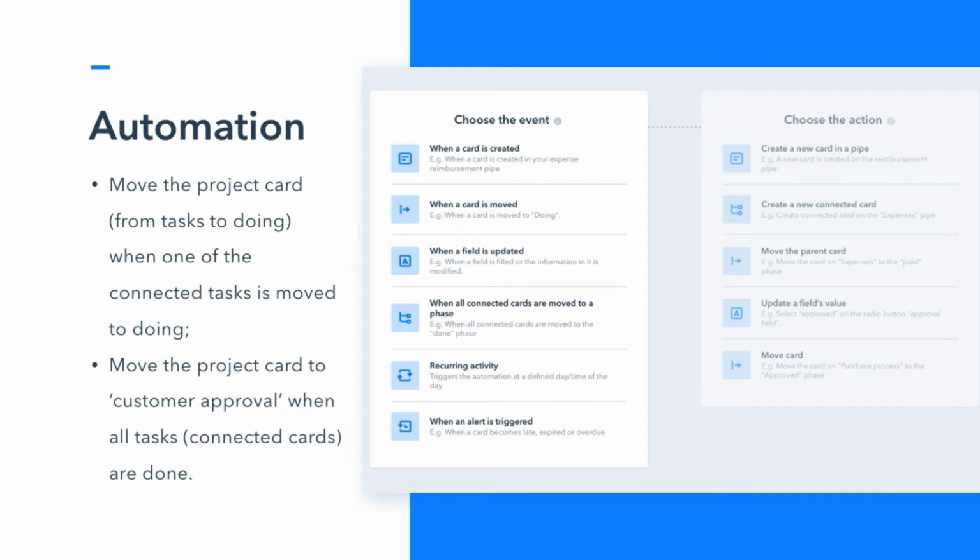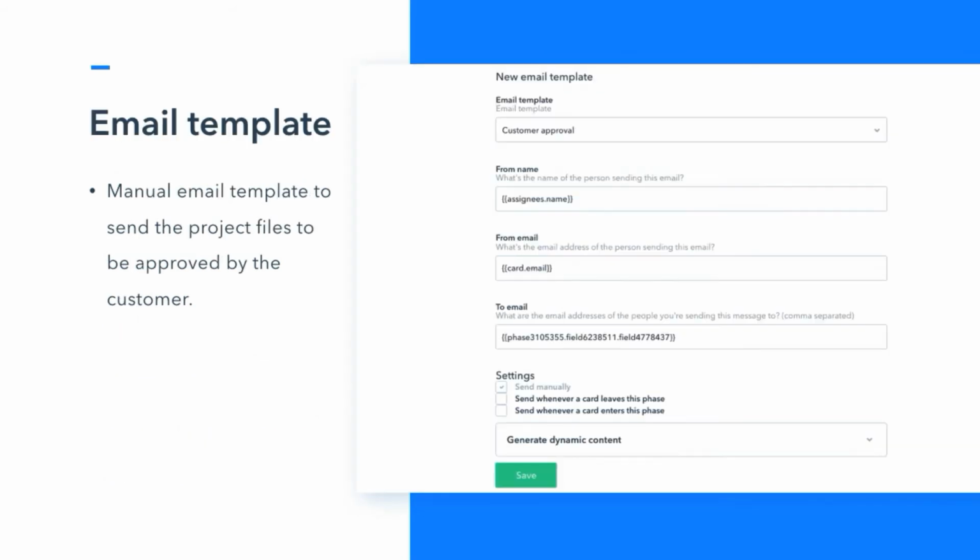And then after all tasks are done, so when all connected cards are done, we're going to automatically move the project card to the next phase in our project pipe, making it easier for us to keep track of what's going on in both pipes without having to access both of them. We've also created a manual email template to send the project files to be approved by the customer. So we've created this email template in a specific approval phase we have in our pipe so that you can send it to your customer, whether it's an internal or external customer, for him or her to approve.